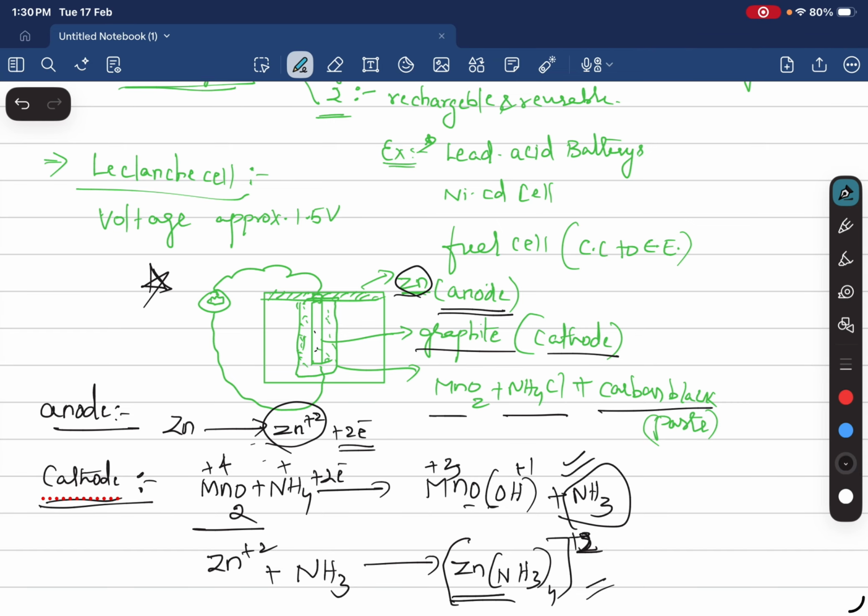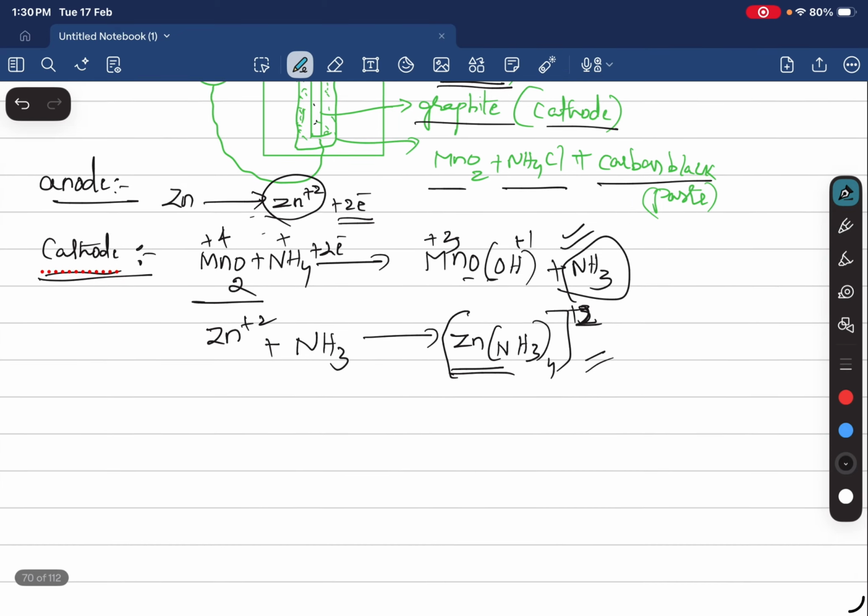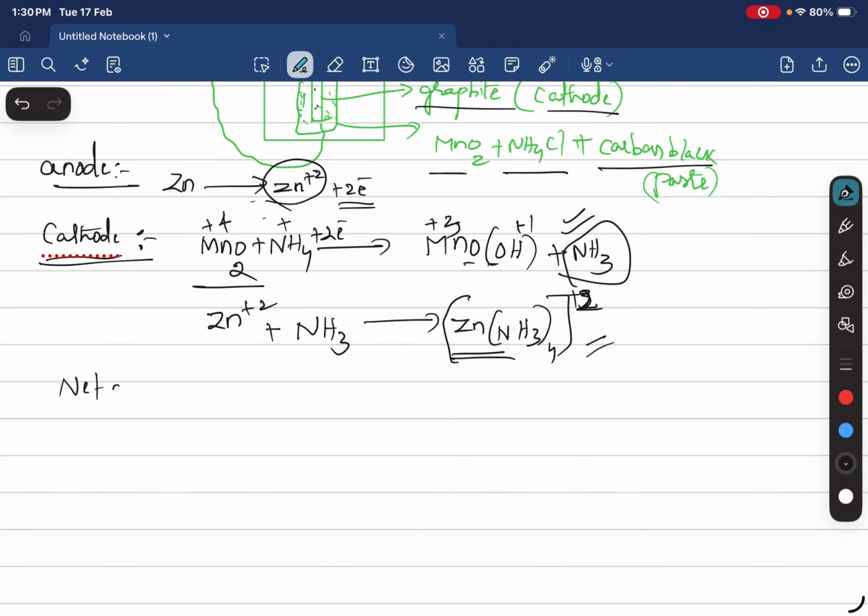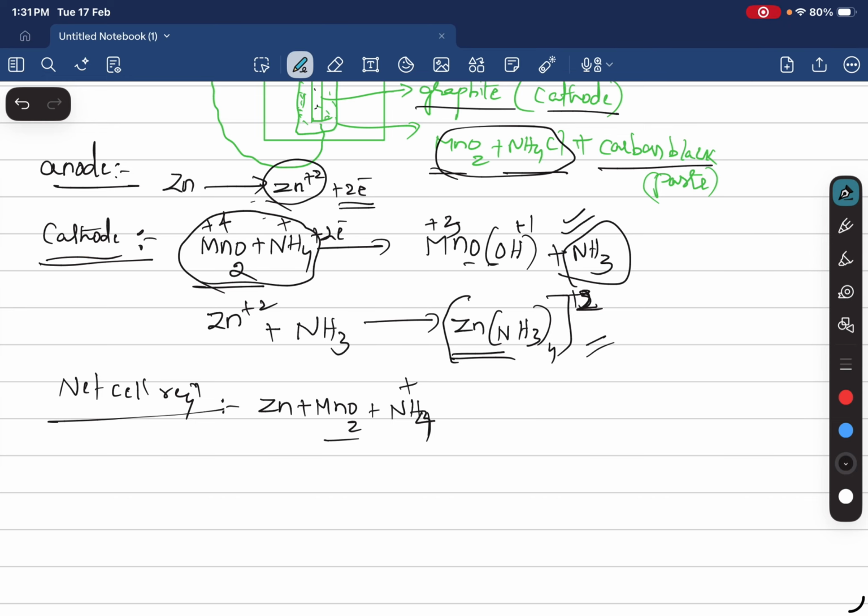If you want the overall reaction, you can just add up the net cell reaction for this. So the net cell reaction: Zn plus MnO2 plus NH4+. Where are this MnO2 and NH4+ coming from? The electrolyte, students, which you can see here. They are converted into MnOOH and Zn(NH3)4. This is the complex which is formed.